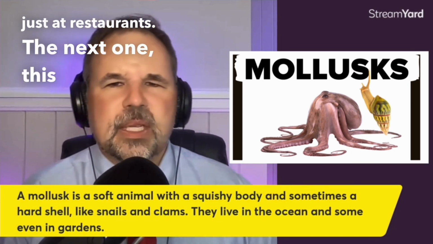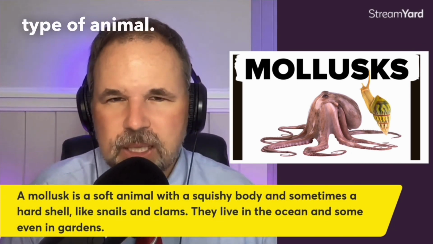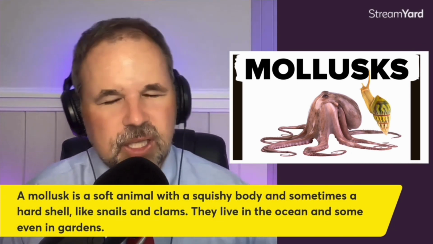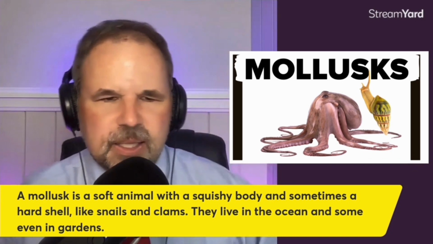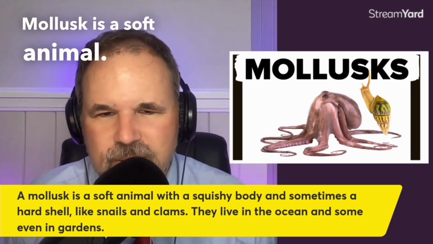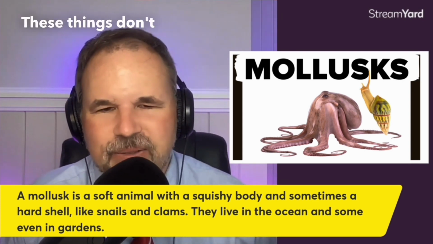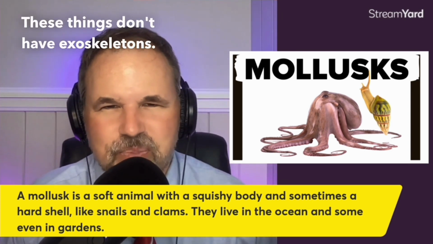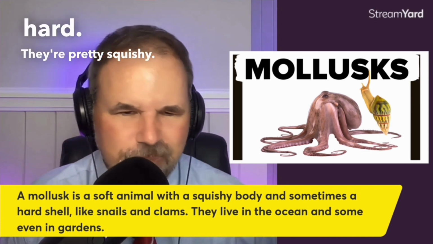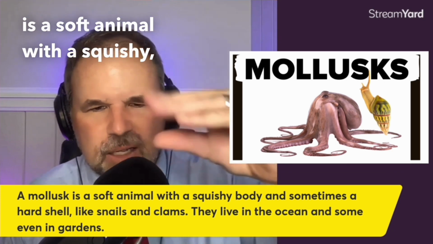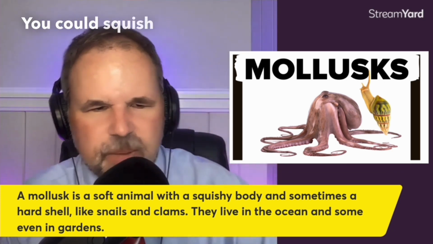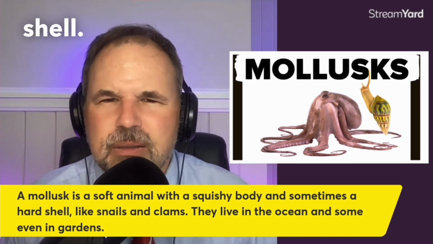The next one, this is another type of animal. This is a mollusk, just like we talked about crustaceans. A mollusk is a soft animal. So these things don't have exoskeletons. They're not very hard. They're pretty squishy. A mollusk is a soft animal with a squishy body. You could squish it. Sometimes a hard shell.